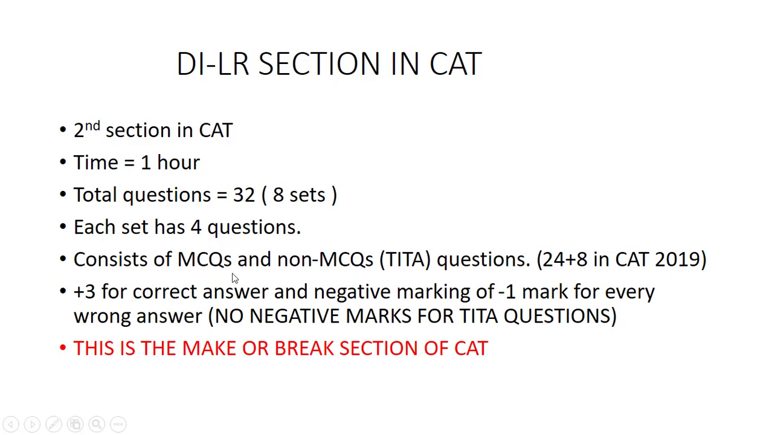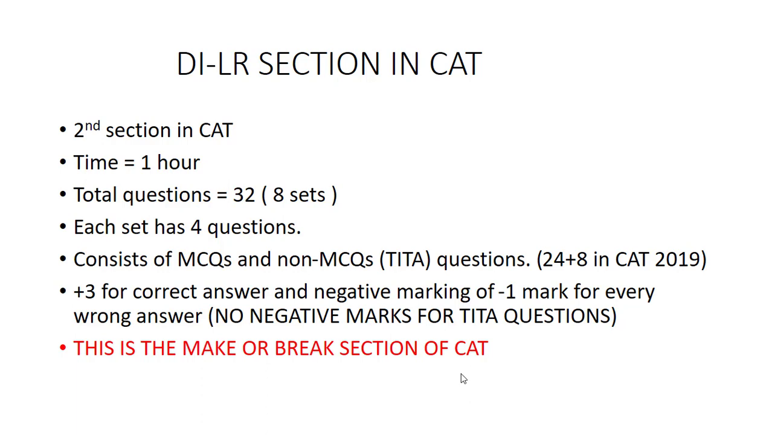Now the marking scheme is such that plus 3 marks are awarded for the correct answer and negative marking of -1 for a wrong answer. But please note that there are no negative marks for the TITA questions. That means you get plus 3 for correct and no negative for TITA questions, whereas for the MCQs, you have plus 3 for correct and -1 for a wrong answer. The most important point is that this is the make or break section of the CAT. This section can make or break your chances of getting admission into a top B school.